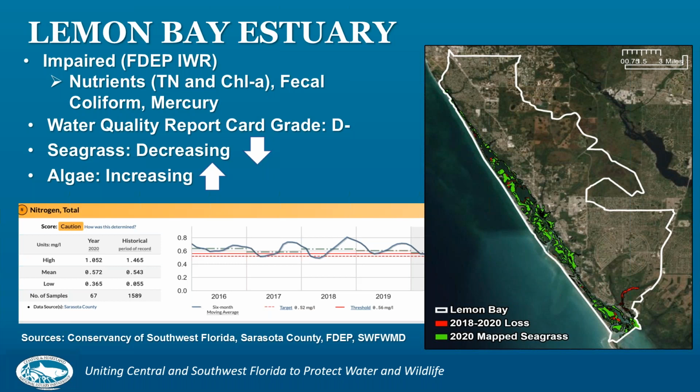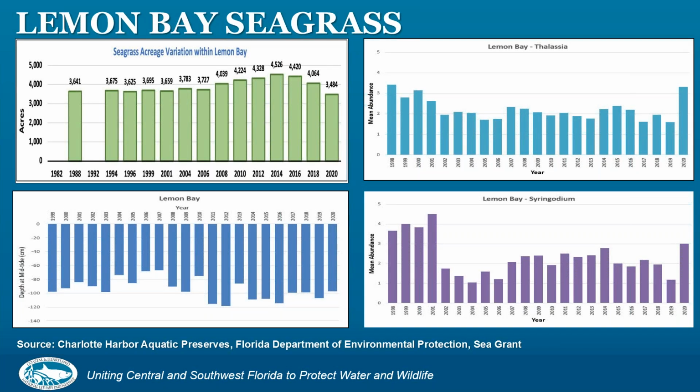It looks at, again, pollutant loading. It looks at pervious surfaces. It looks at development and a lot of other things that go into the evaluation of that report card grade. And again, the map here on the right is Lemon Bay seagrass loss between 2018 and 2020. You can kind of see it's throughout the region, but again, that's why we like to look at this data with the monitoring data.